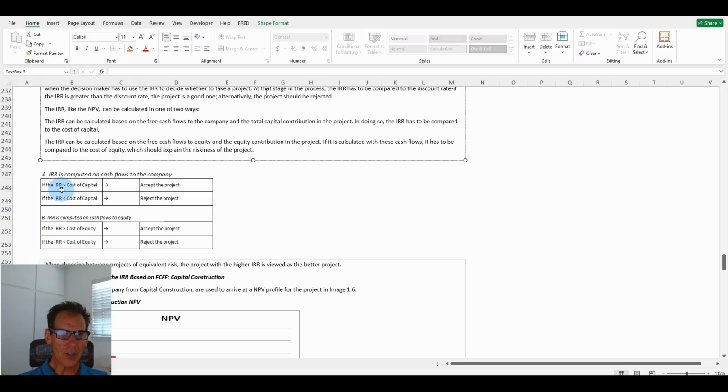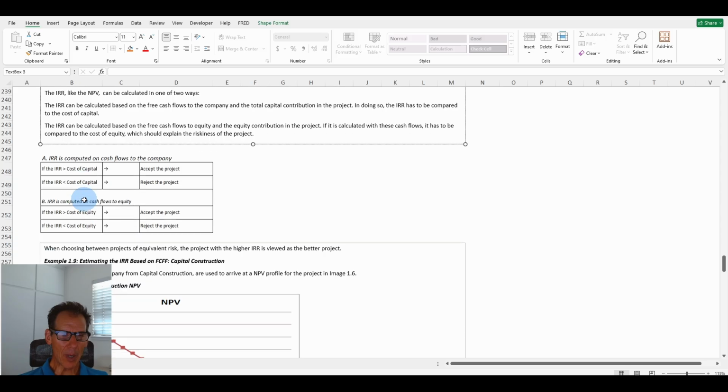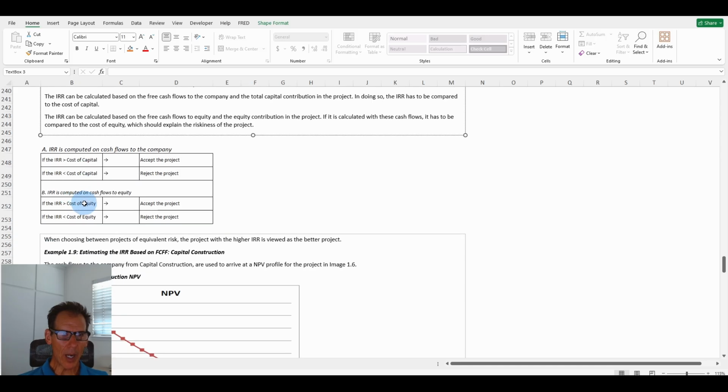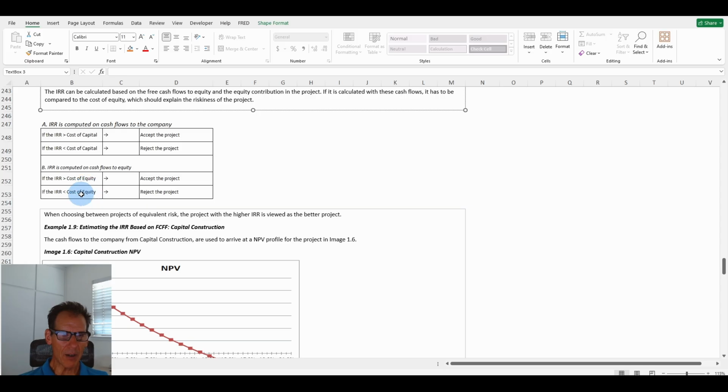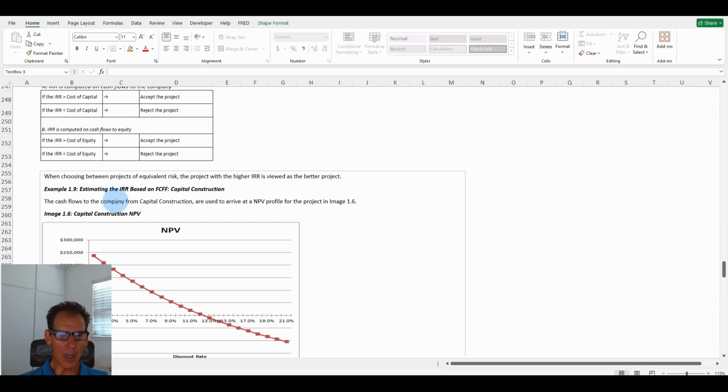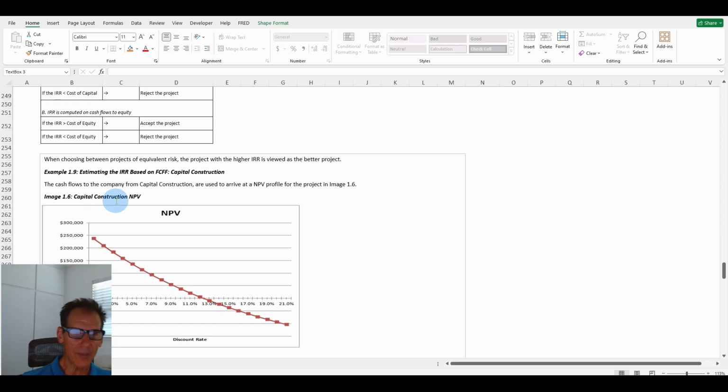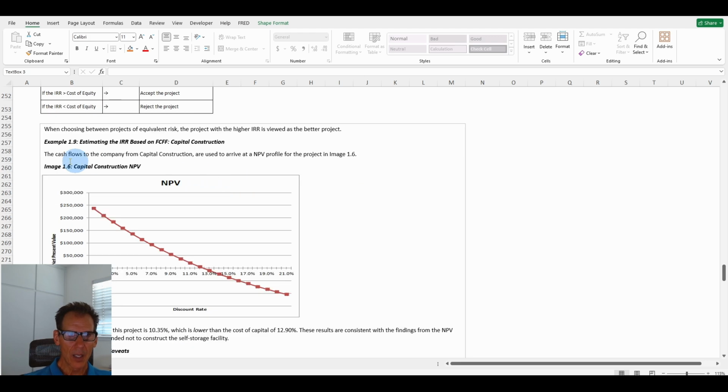If the IRR is greater than the cost of capital, accept the project. If the IRR is less than the cost of capital, reject the project. If the IRR is greater than the cost of equity, accept the project. Otherwise, if the IRR is less than the cost of equity, reject the project. When choosing between projects of equivalent risk, the project with a higher IRR is viewed as the better project.